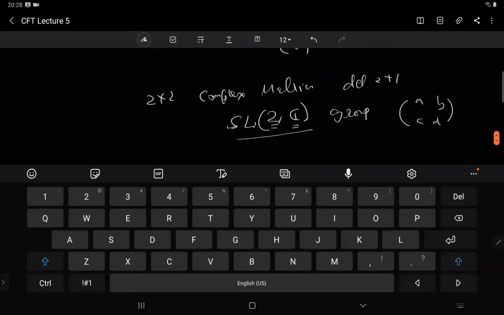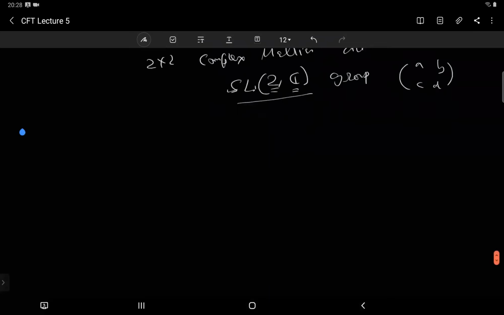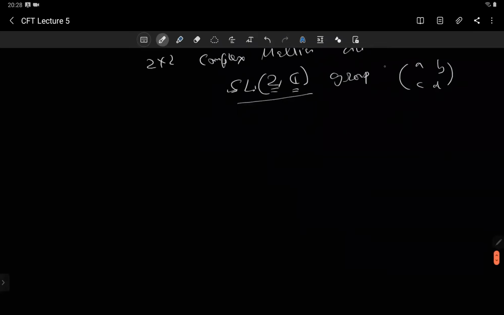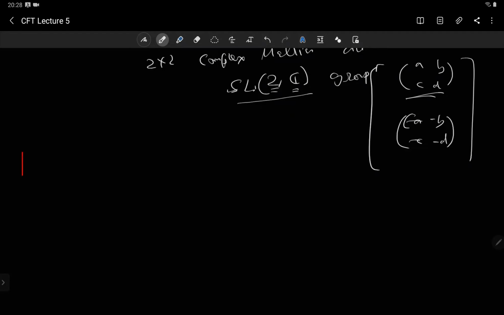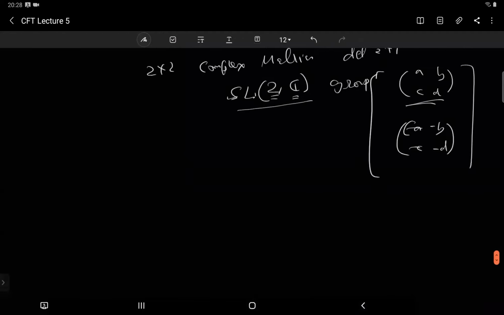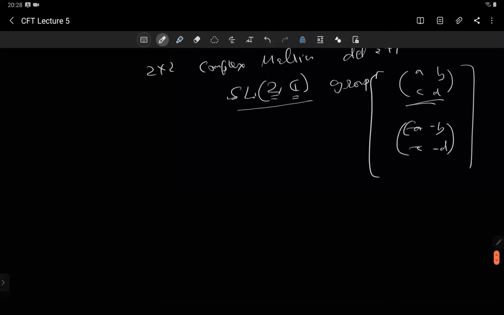But the group of conformal transformations is not SL2C. What is it? It is obtained by taking the elements here and then identifying each element with the minus of this element, right? We have done this when we were discussing group theory. This is actually called quotienting.